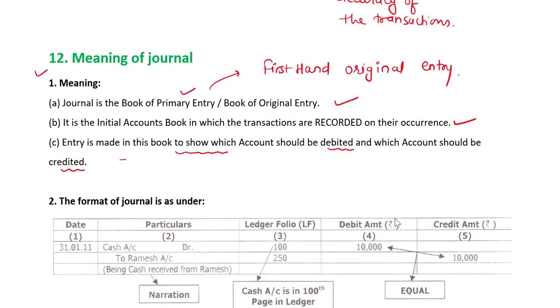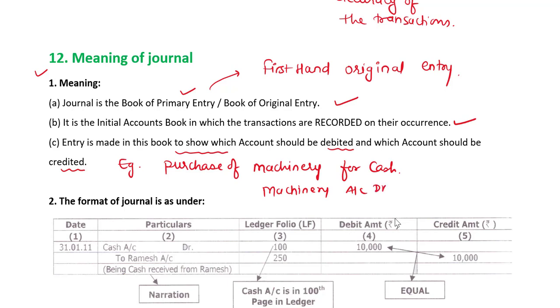So I'll quote an example over here. Purchase of machinery. The entry is purchase of machinery for cash. Supposing this example is there. What have you purchased? Machinery. Machinery is an asset. Asset has a debit balance, and so in the journal entry machinery account will be debited for 10,000, and you will pay what? Cash. So cash account will be credited for 10,000 rupees.